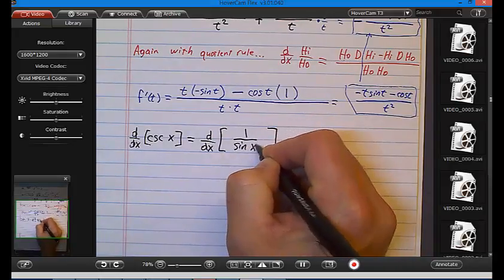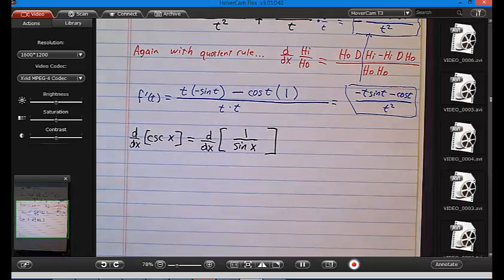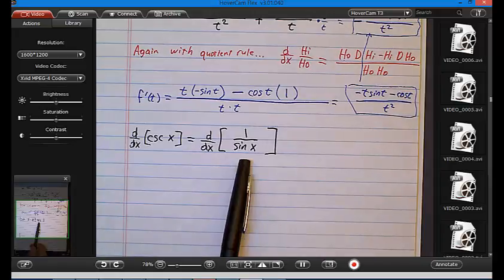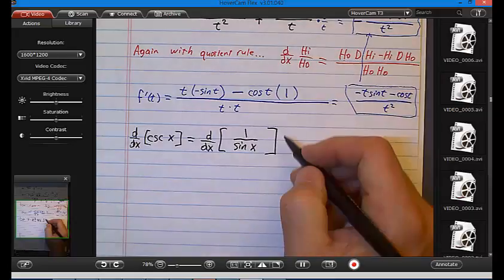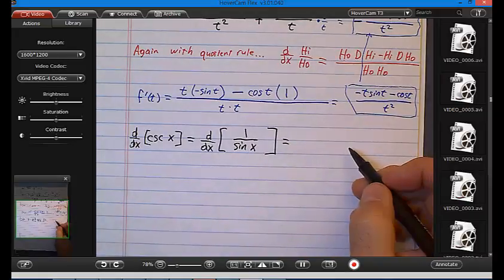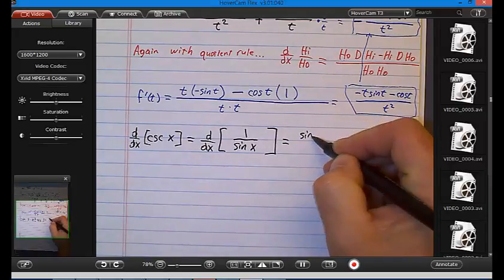So let's see. If we want to find the derivative of cosecant, and I write it like this, now I'm in position to do ho d hi minus hi d ho over ho ho. So let's try it. Ho d hi. Well, what's ho? Sine of x. Make sure you write the x. Sometimes I see people ignoring this argument. They just write sine, and that's a sin, so don't do that, guys. All right. So sine of x times d hi. What's the derivative of 1? It's 0.